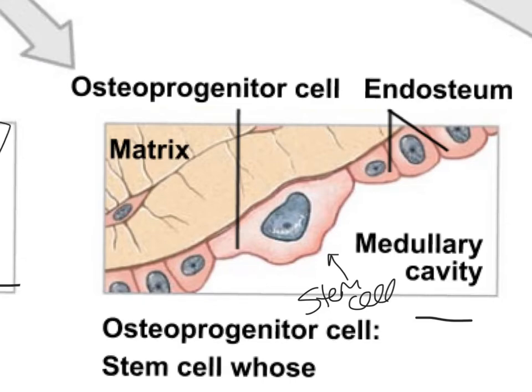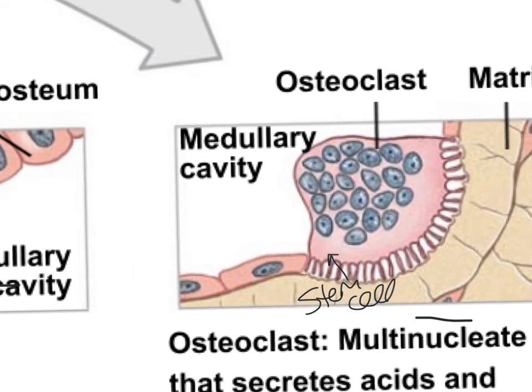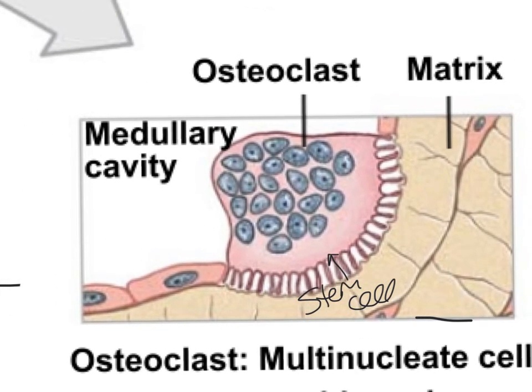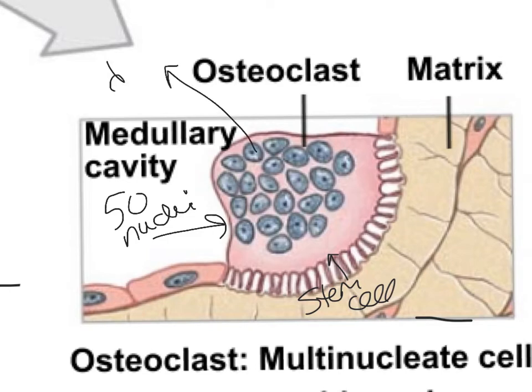Okay. Then the other type of cell that we have is called the osteoclast. Now the osteoclast is a big looking cell. It's got many, many nuclei. Sometimes it can have up to 50 nuclei in it. And the nuclei all contain a digestive enzyme. They make a digestive enzyme.